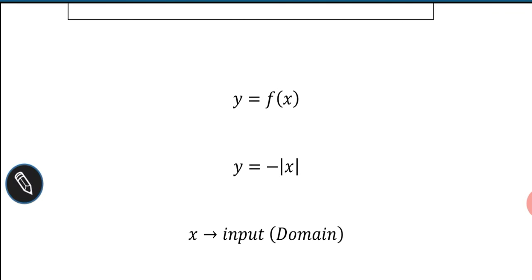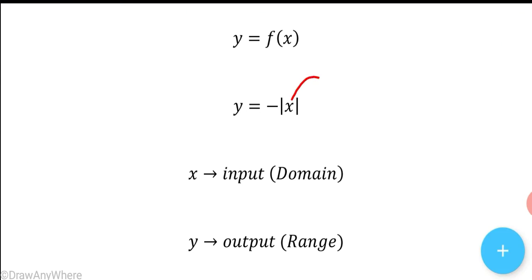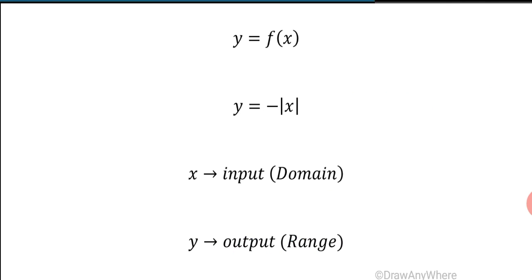Here x is the input, and y is the output. Based on the input we will get the output. Input can have any number, but the output will be based upon the input number. So input is otherwise called the domain and output is the range. So x is the domain, y is the range. We have to find the domain and the range.